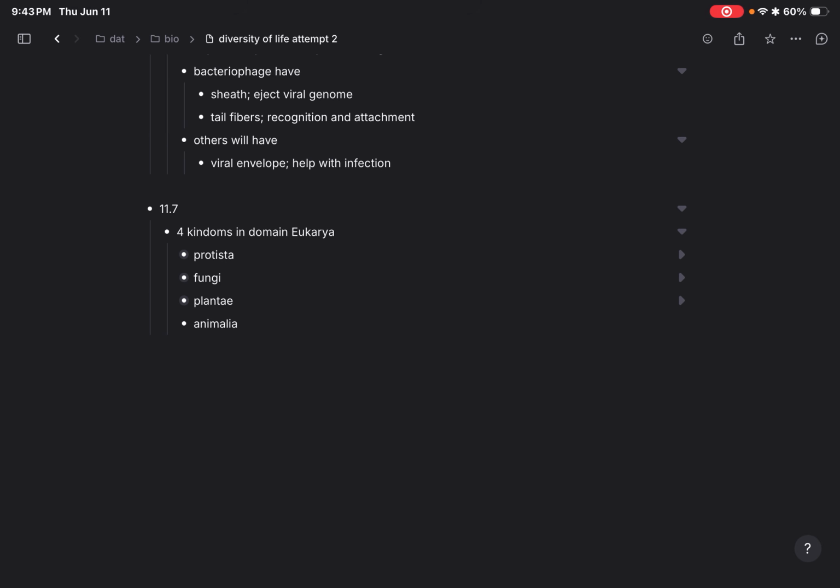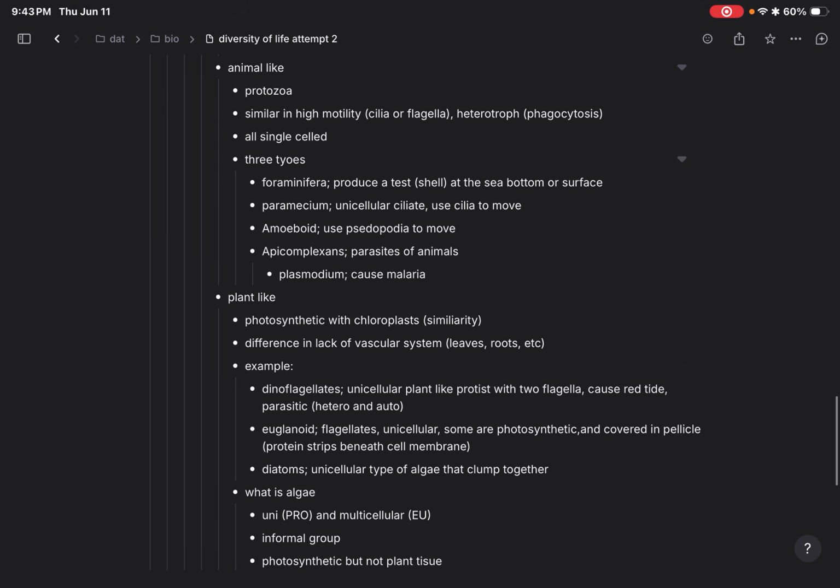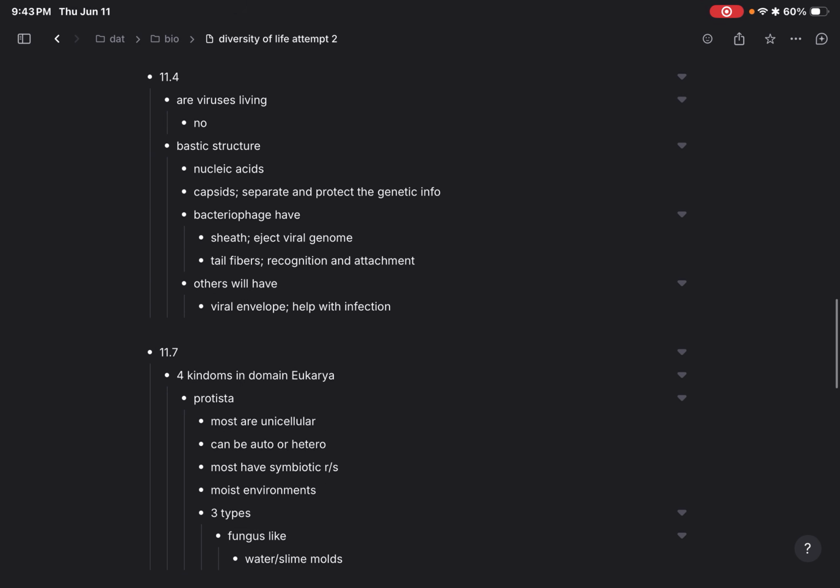So there are four main kingdoms under eukarya. I only went through three of them, so we're not going to look over Animalia. We're just going to look over Protista, fungi, and also Plantae.